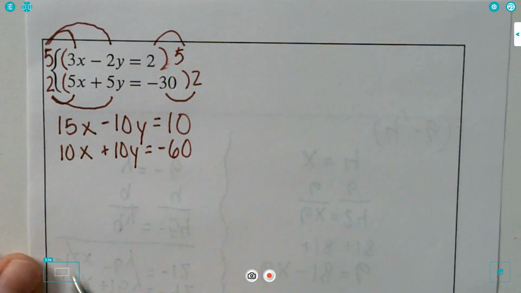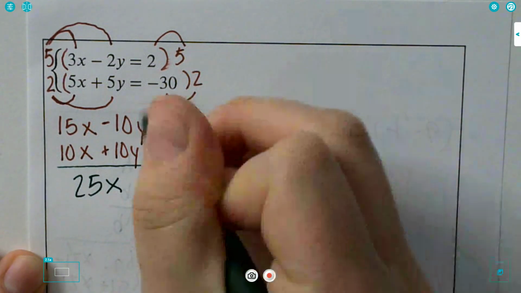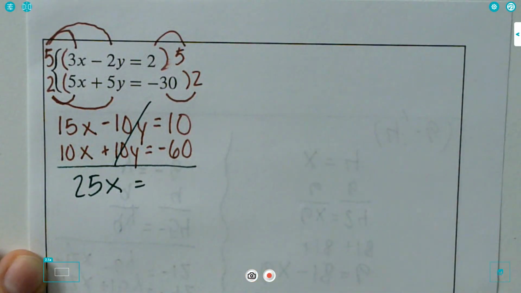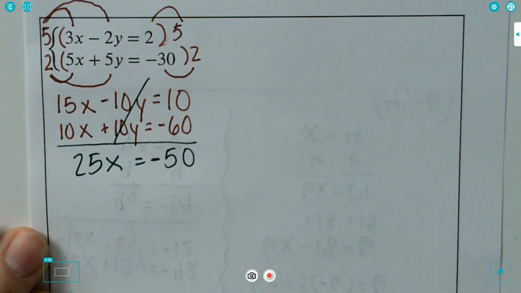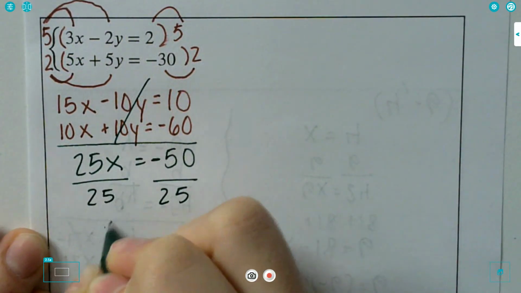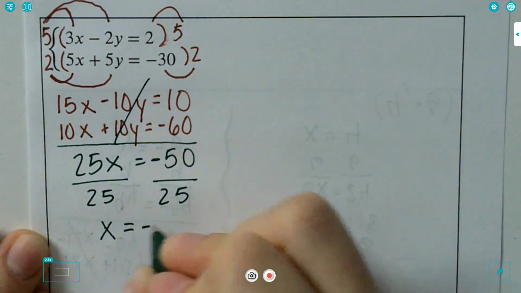Okay. We are ready to do some elimination. Add those together. 15x and 10x are 25x. It's like you guys can add when it's by fives. Those are easy. Negative 10y plus 10y. What happens there? They cancel. They eliminate. And then 10 plus negative 60, or 10 minus 60, is negative 50. So I divide by 25. I get x equals negative 50 divided by 25, which is negative 2.